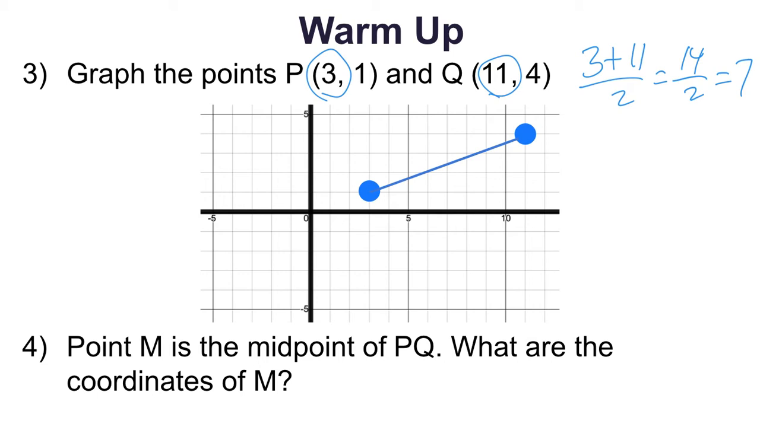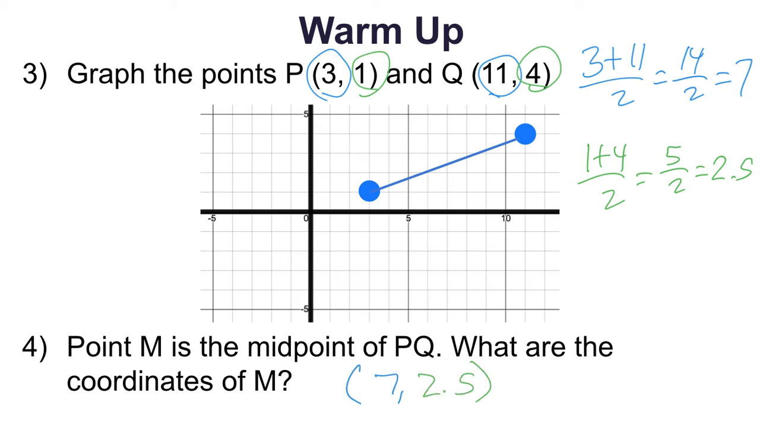What we still need to calculate, though, is the y coordinates. So now I'm going to add the 1 and the 4 together and divide by 2. So 1 plus 4 is 5, and if I divide that by 2, I get 2.5. So my final answer for the midpoint would be 7, 2.5.